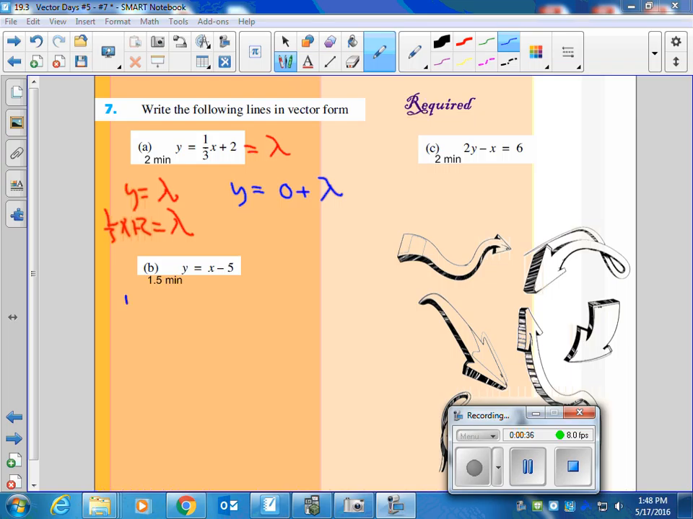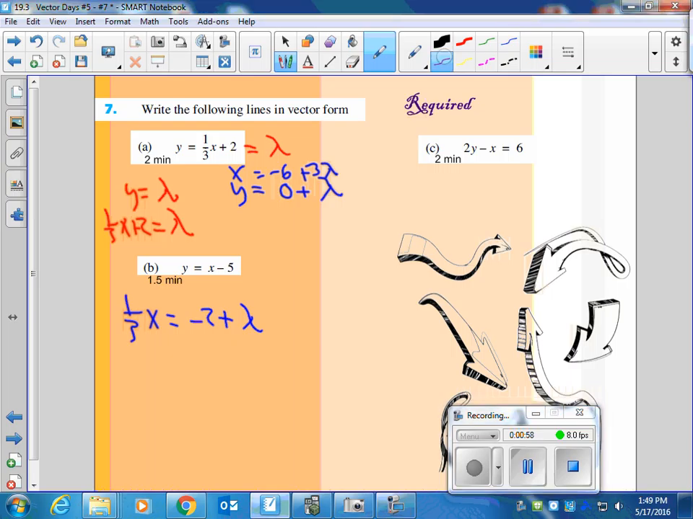x, let's see, I'm going to do this in pieces here. 1/3 x equal to negative 2 plus lambda. So if I multiply by 3, I'm going to get x equal to negative 6 plus 3 lambda. Is that part okay? So I set it equal to lambda. Each one solve for x and y.